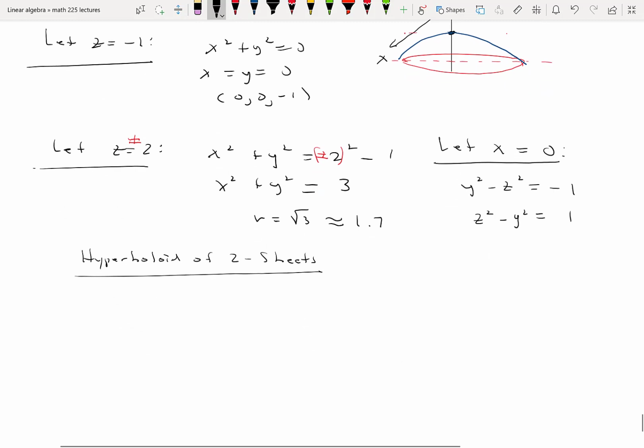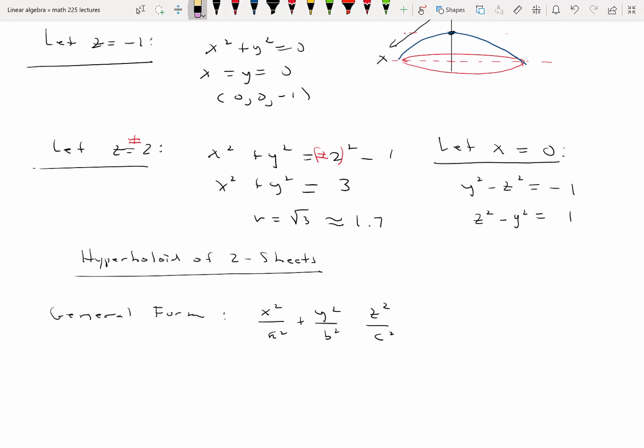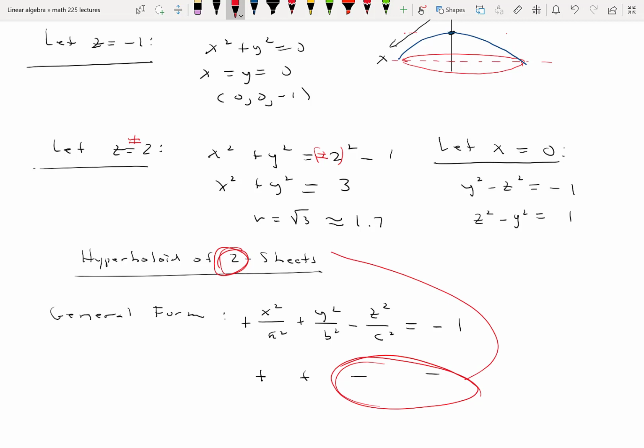Okay, general form: x squared over a squared plus y squared over b squared minus z squared over c squared equals negative 1. Again, if you look at the pattern of signs, it's plus, plus, minus, minus. It's a hyperboloid of two sheets, and there are two minus signs in the pattern.